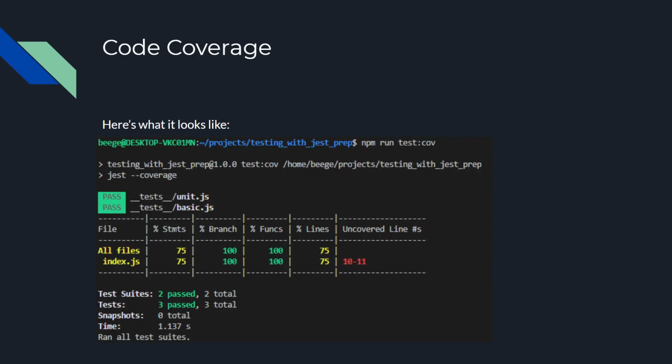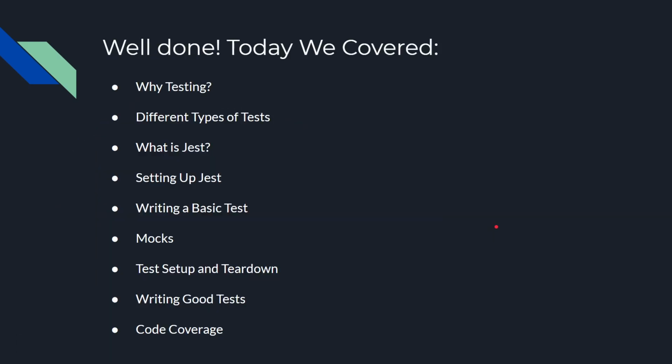Cool. Oh yeah, here's a screenshot of what I just showed you, but that's the general idea. And that's it. Today we covered why we do testing, the different kinds of tests, what Jest is, setting it up, writing a basic test, basically an integration test, doing some mocking so we could write up a unit test, and then discussing setup, teardown, good code or good test practices, and code coverage.